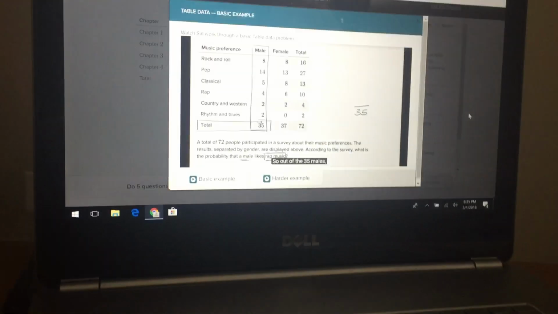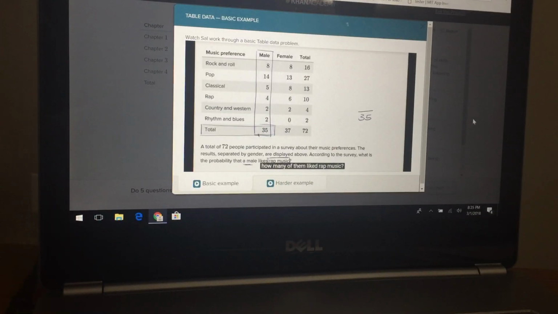So out of the 35 males, how many of them liked rap music? Well, we see right over here 4 out of the 35 liked rap music. So based on this survey, this would really just be an estimate of the true probability, but based on this survey, out of 35, 4 liked rap music.